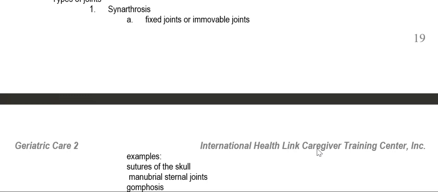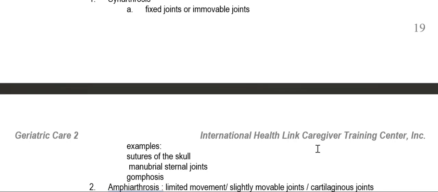So, your manubrial sternal joint also protects. The upper part is your manubrium, and then the lower part is your sternum. That is the joint that protects your heart, diba? And of course, your lung. And we have also symphysis, the pelvic joint.